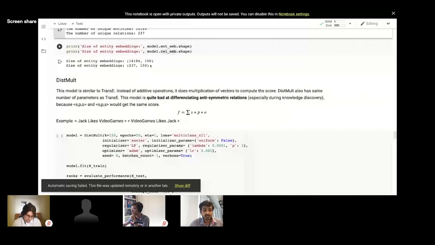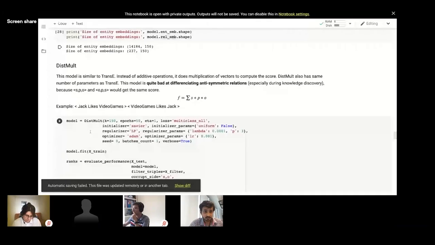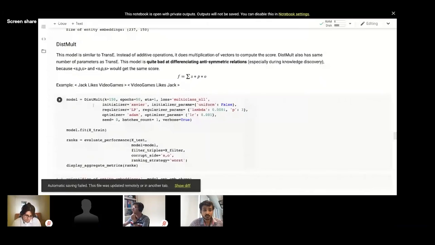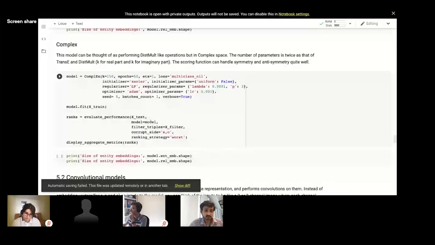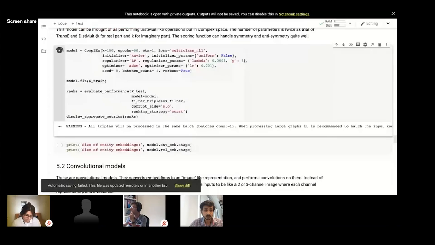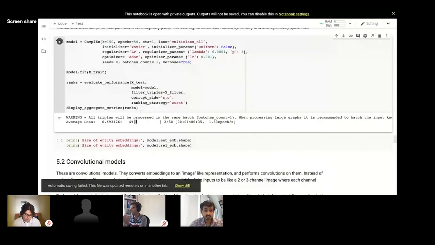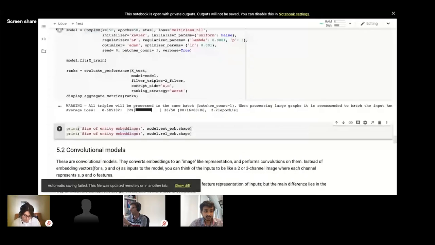Similarly, if you run this cell, I'm not going to run it because we have less time, you'd also see that DistMult, when you specify k equal to 150, will also give out an embedding matrix of the same size, right? But now let's look at ComplEx. When I run ComplEx, all the parameters are the same as earlier. The only thing is the model is different. It's training and evaluating on the test set. Once it's trained, let me print out the size of the embedding matrix.